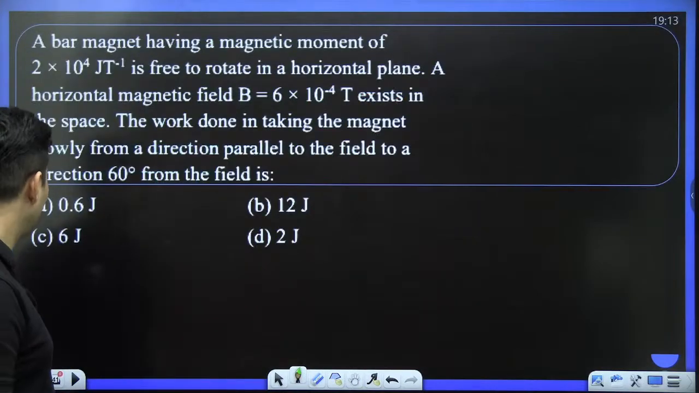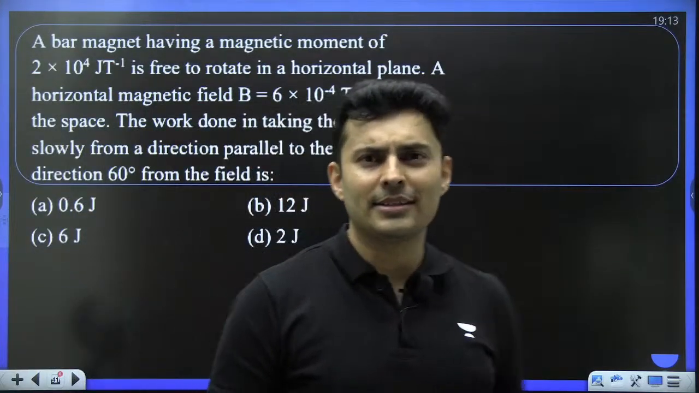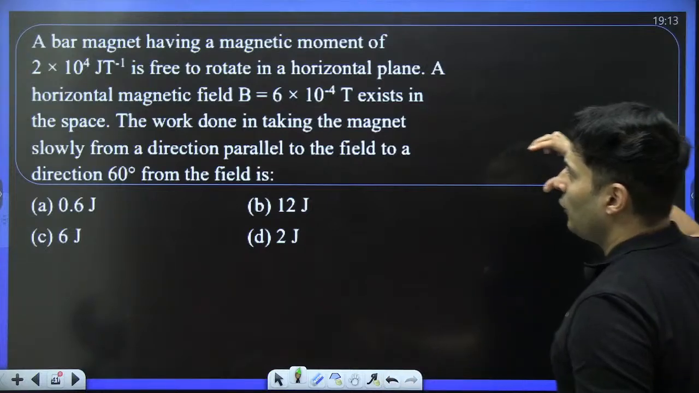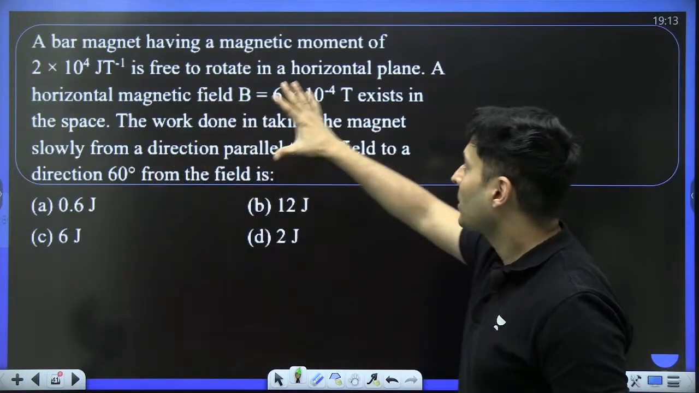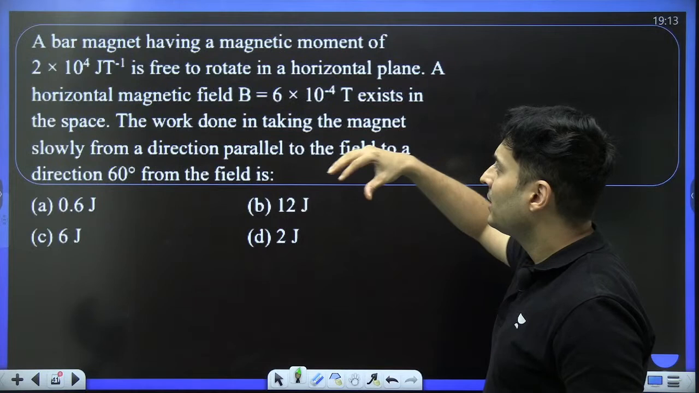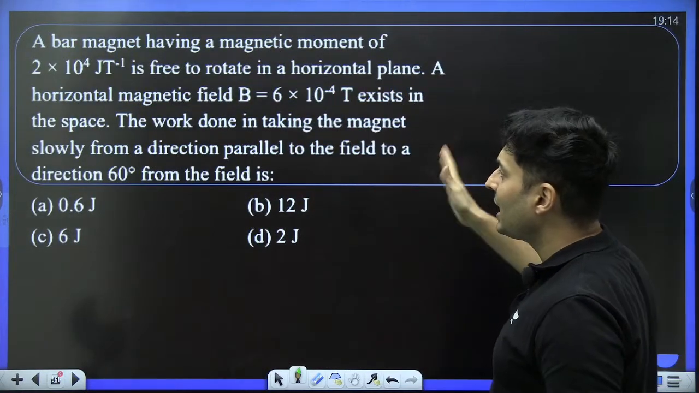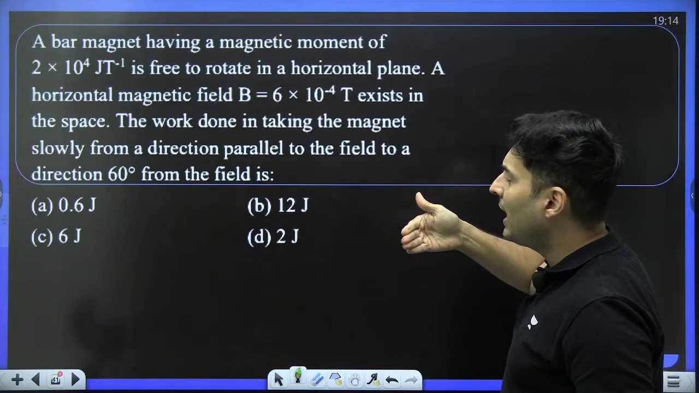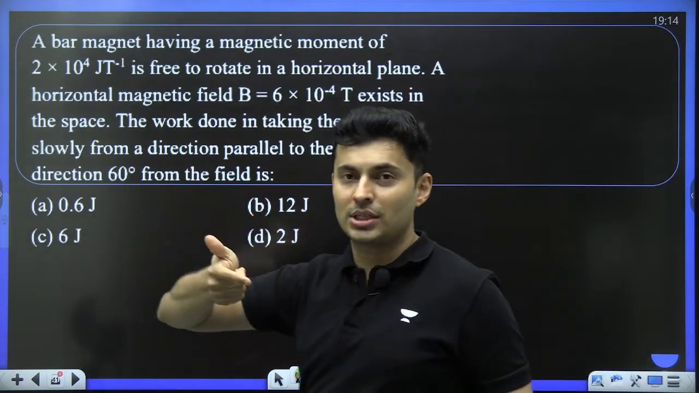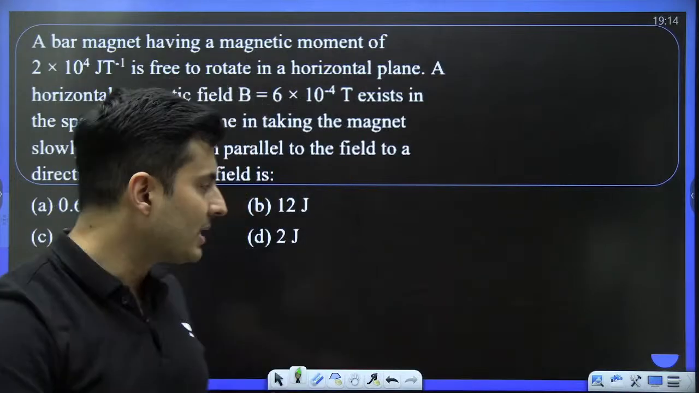Moving on to the next on your screen. Look at this. There is a magnet of some dipole moment. It's free to rotate in a plane. There is a field of this much Teslas in the space. The work done in taking the magnet from parallel direction to 60 degrees is how much?